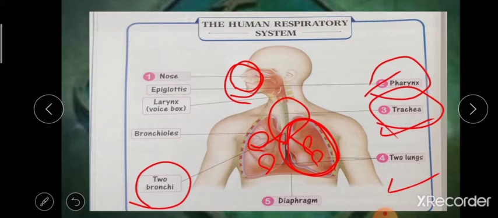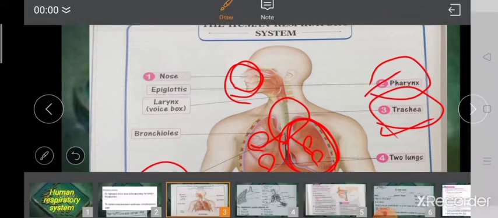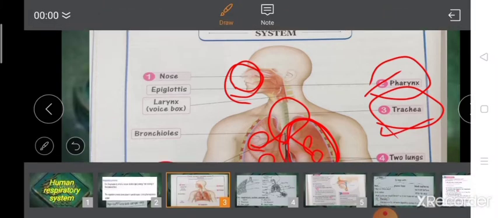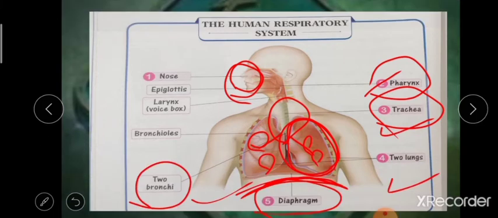Trachea, bronchi, and lungs. And there is a muscle under the lungs called the diaphragm. Also notice that the G is silent. The G letter is silent. So it's called diaphragm. It is a diaphragm. These muscles separate the chest cavity and the abdominal cavity.